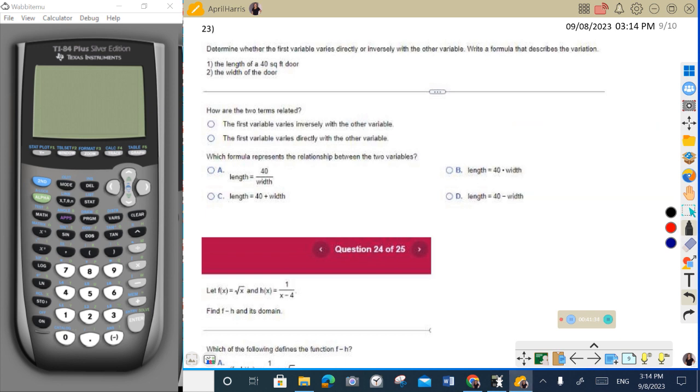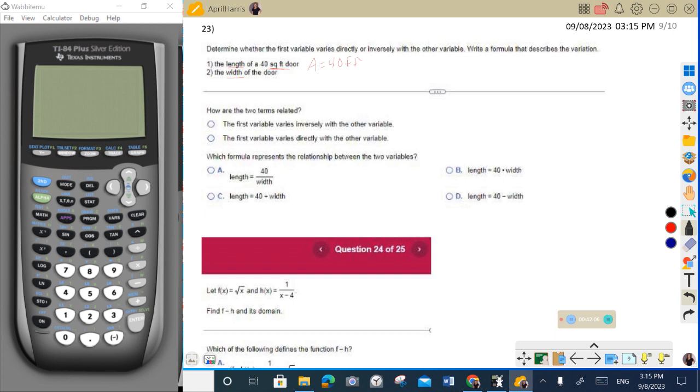Okay, number 23, sort of a weird question. It says, determine whether the first variable varies directly or inversely with the other variable. Write a formula that describes the variation. Well, it says the length of a 40 square foot door. The key right here is square feet. That is an area. Area is 40 square feet. And it's talking about length and width. So the first variable is length, the second variable is width.